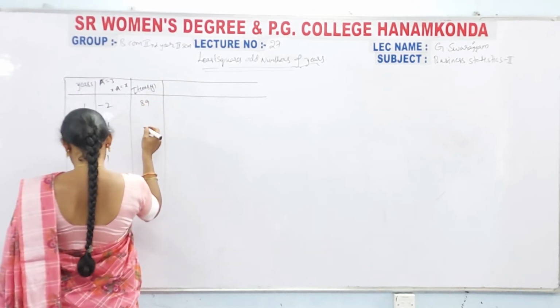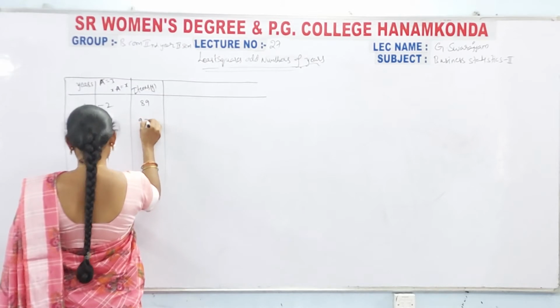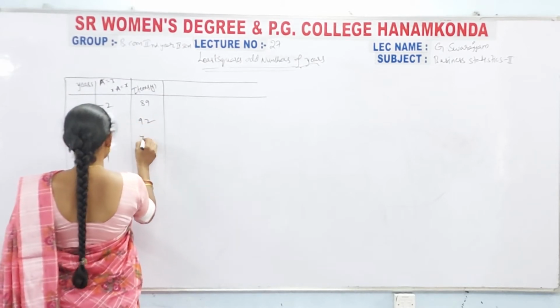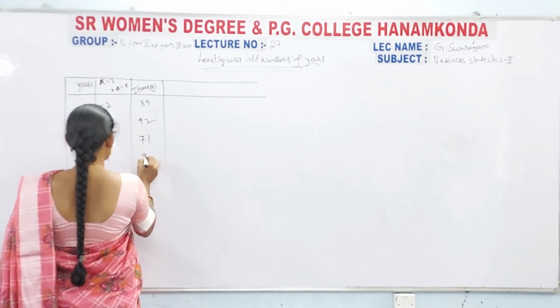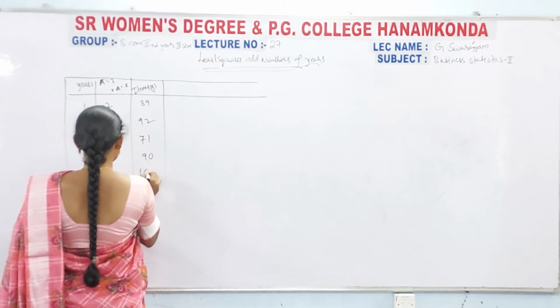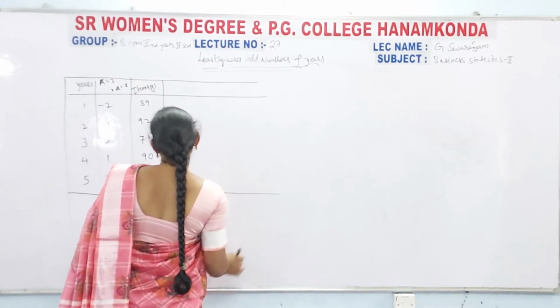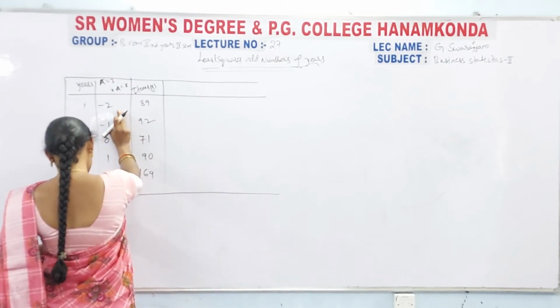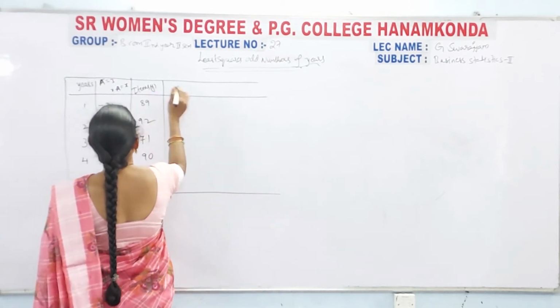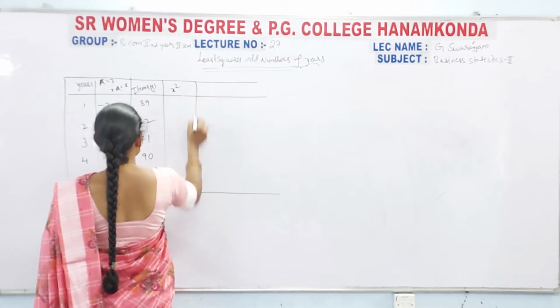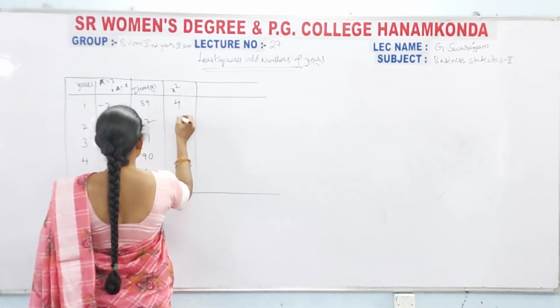89, 92, 71, 90, 169. Okay. The next x are found out, then x square: 2 square is 4, 1, 0, 1, 4.